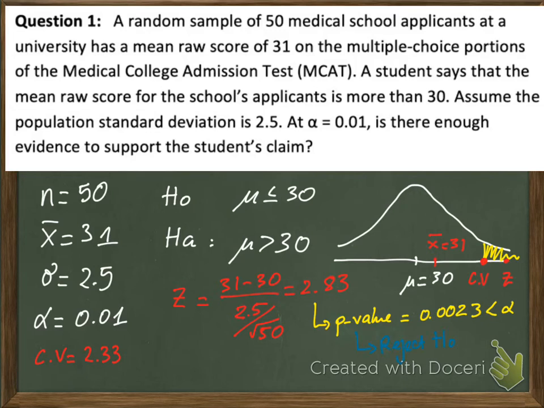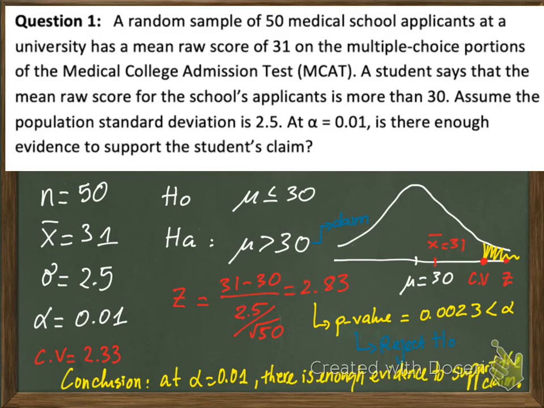So the conclusion is, since we reject the null hypothesis and we know that the claim is the alternative hypothesis, that means we're supporting the claim. So we reject the null, that means we support the claim. And the conclusion is, at the level alpha equals 0.01, there is enough evidence to support the claim. The claim is that the mean raw score for the school's applicants is more than 30.